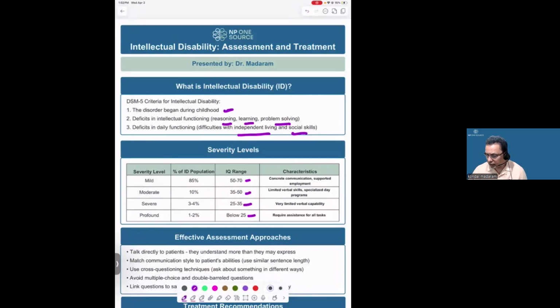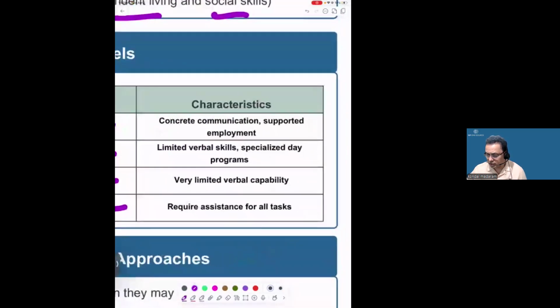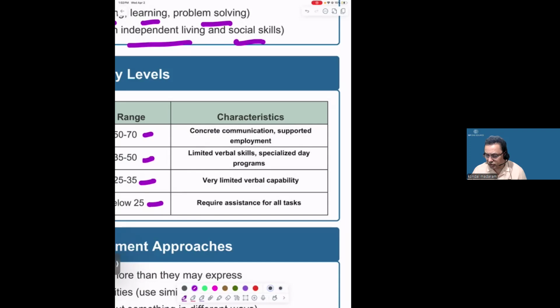You also want to know, when you evaluate a patient, if you see somebody with concrete communication who can benefit from supportive employment, this is mild. And somebody with limited verbal skills, who may need specialized day programs, that's moderate. And somebody with severe will have a very limited verbal capacity. Profound will require assistance for all tasks.